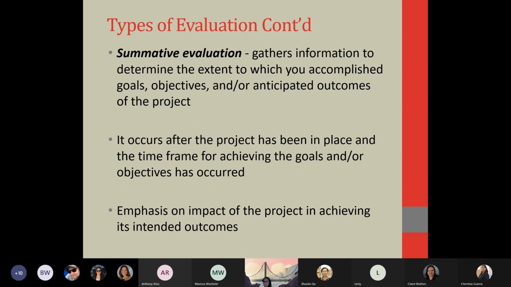But what you need to remember here too, though, summative evaluation doesn't necessarily mean it's only going to take place at the end of the grant. Just to give you an example, if you have annual goals and objectives in, let's say, a 3-year grant, then you would conduct summative evaluation at the end of each year of the grant, if that makes sense. Any questions on that?